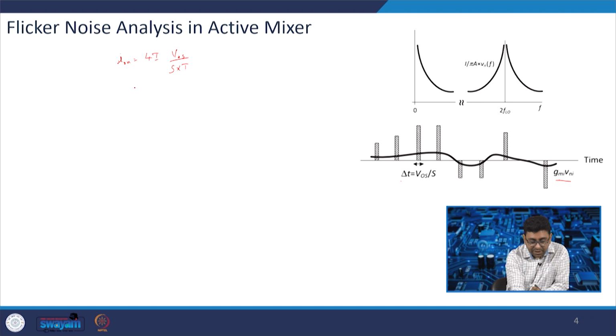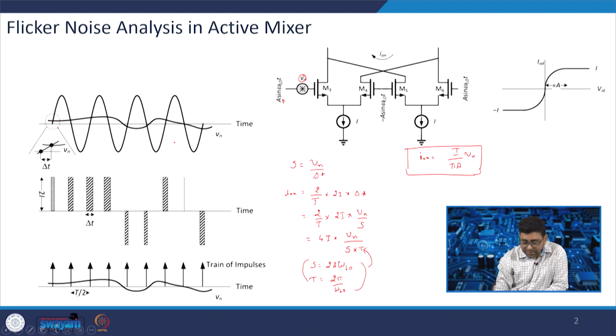So, here we can write the current I as GM into VNI, the noise voltage, and this is V offset by S cross T. Now, GM, the transconductance, can be written as I by V effective. So, we can write I by V effective into VNI into V offset by S cross T. S cross T we already know from the last equation; if you multiply S and T, you will get 4 into pi a, and the omega LO will be cancelled out.